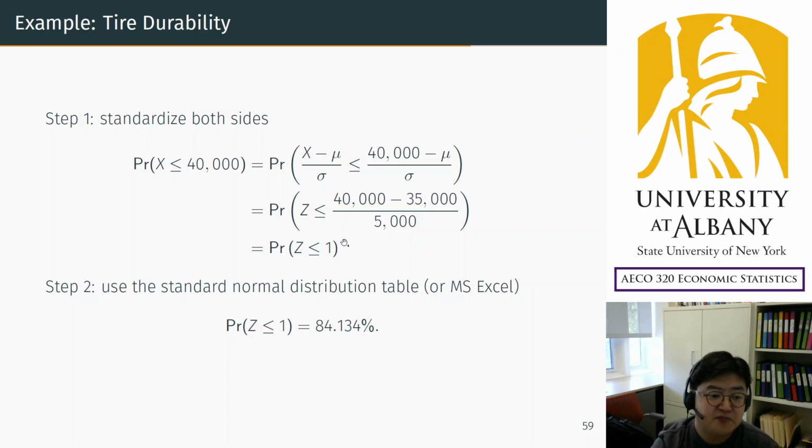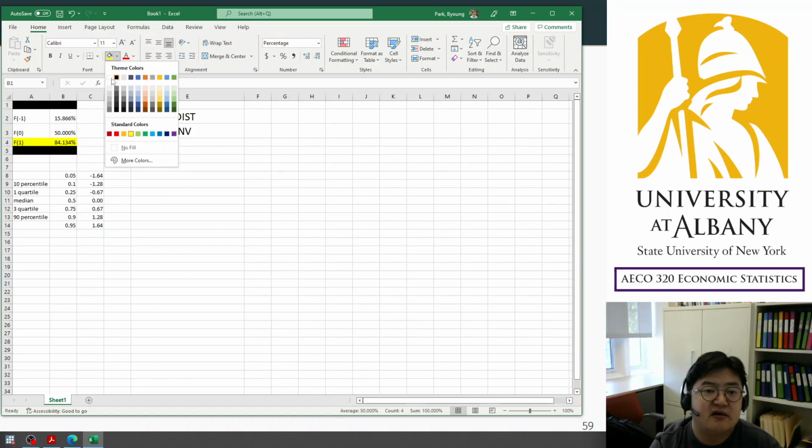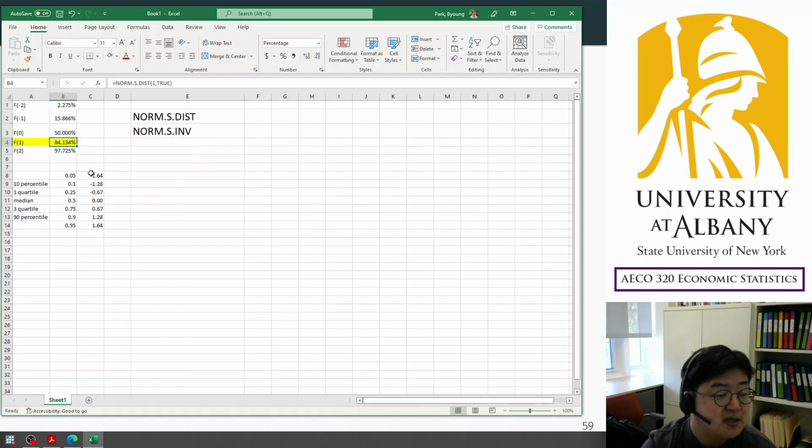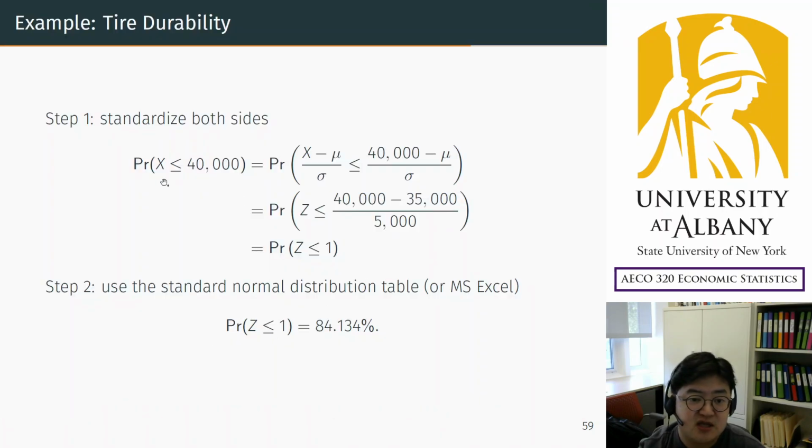Then from here, you can take this number, that is 84.13%, is the answer, right? So you can just use the standard normal distribution CDF to calculate this probability. Non-standard normal distribution is calculated using the standard normal distribution. Okay?